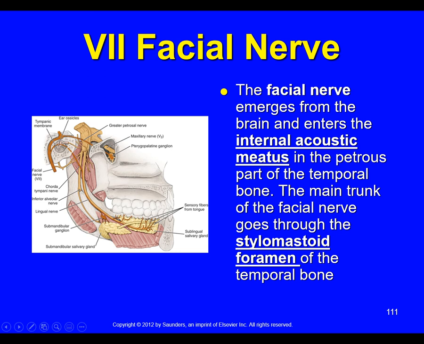I'm going to stop right there, and then we'll come back to the facial nerve.